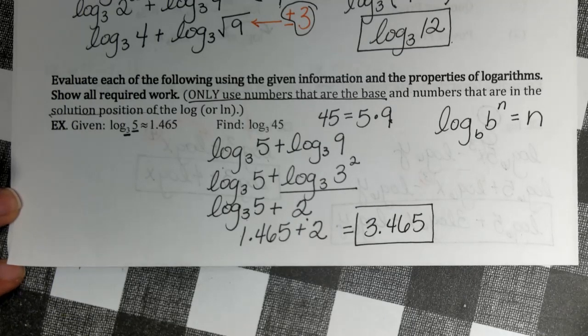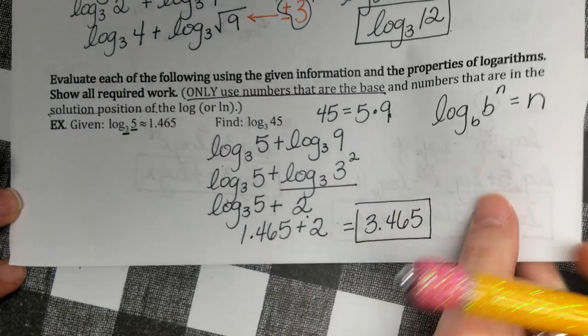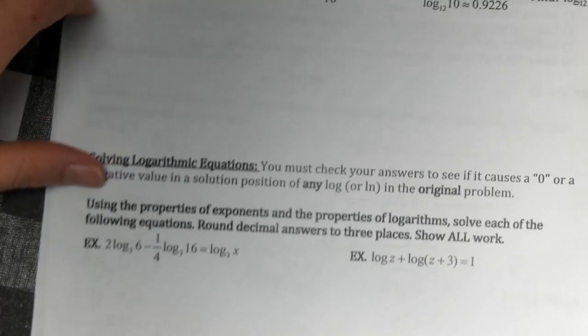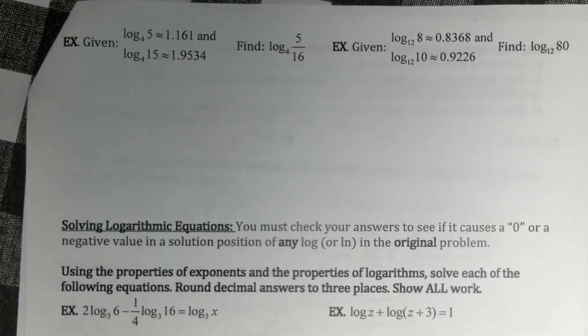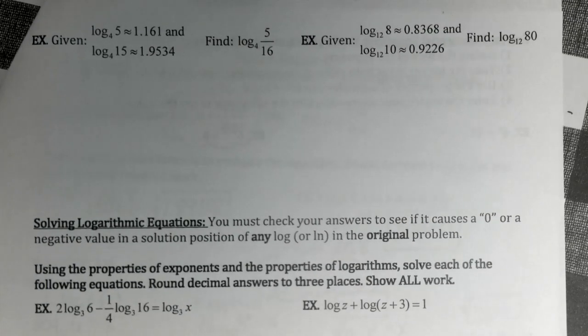Do we understand what I did? It's not the worst thing. Trust me, not the worst thing. I just didn't like it. So, log base 4 of 5 is 1.161, and log base 4 of 15 is 1.9534. Find log base 4 of 5 over 16.